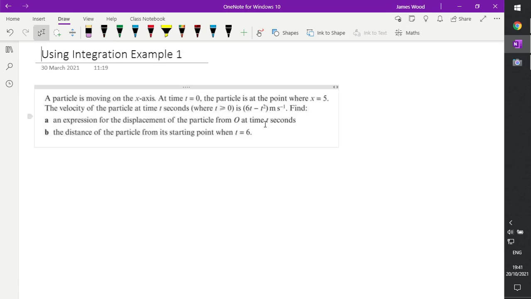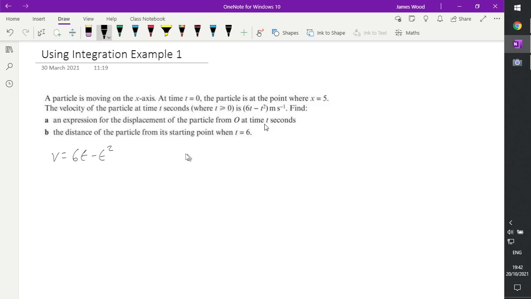So we've got an expression here for a particle that's moving along the x-axis. At time t equals 0, so at the start, the particle is at the point x equals 5. So that's its starting position. It doesn't start at the origin, it starts at x equals 5. The velocity of the particle at t seconds, let's just write this down. The velocity is 6t minus t squared.